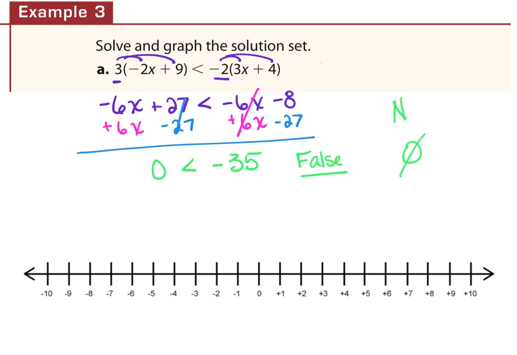You can write the words no solution. That means there are no numbers in this solution. Or you can do your brackets with nothing in them. All 3 of these indicate there are no answers to this question that make it true. Okay? So that's one type of problem you can run into with these. No solution. No numbers will ever make that statement true, and that's what you're telling me. All right? Look at the next one, which is B.